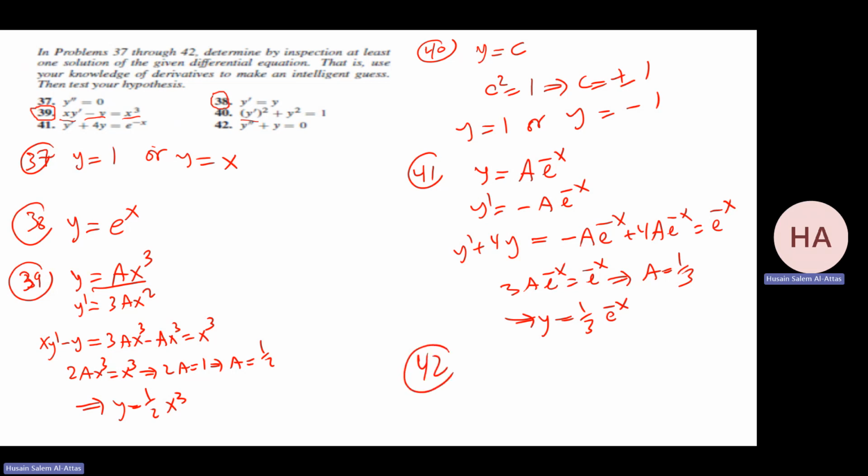42, the last one. Y double prime plus y. What is the function where if I find the second derivative and I add it to the original function, I'm getting 0? One good guess, sine x. Because I know this will be cosine. Y double prime will be minus sine. If I add this with this, I'm getting 0. Or the same thing, another example, cosine x.